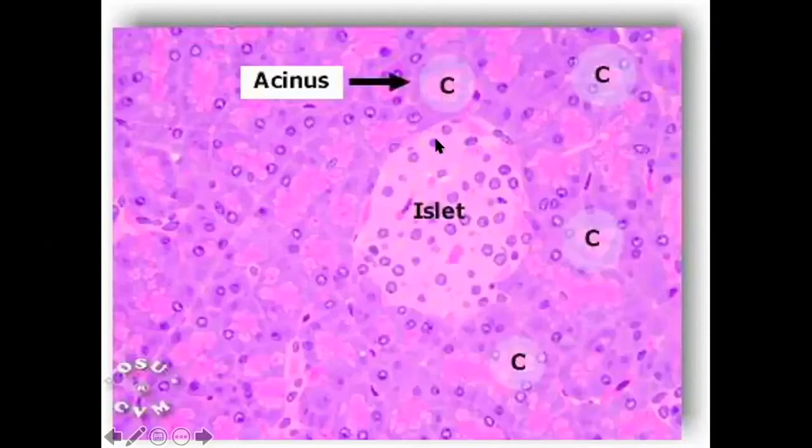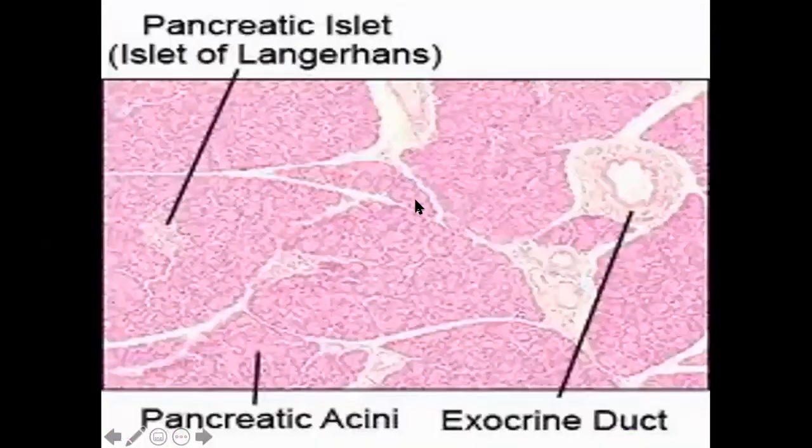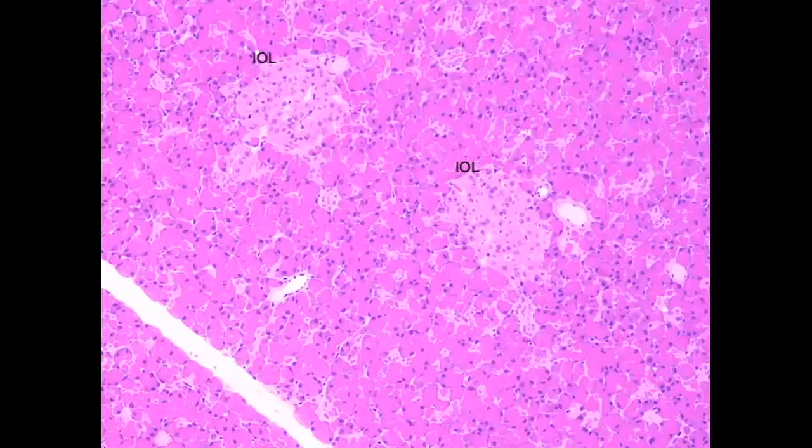When we get to the exam, you can write islet of Langerhans, you can just write islet, you can write pancreatic islet, or you can write IOL for islet of Langerhans. So this is what you'll see on the exam, and you'll see these lighter looking spots. Those are the pancreatic islets. This is the area where glucagon and insulin are secreted. Sorry. So remember, glucagon increases blood sugar during fasting. Insulin decreases blood sugar by making the sugar go into the cells where it can be used.